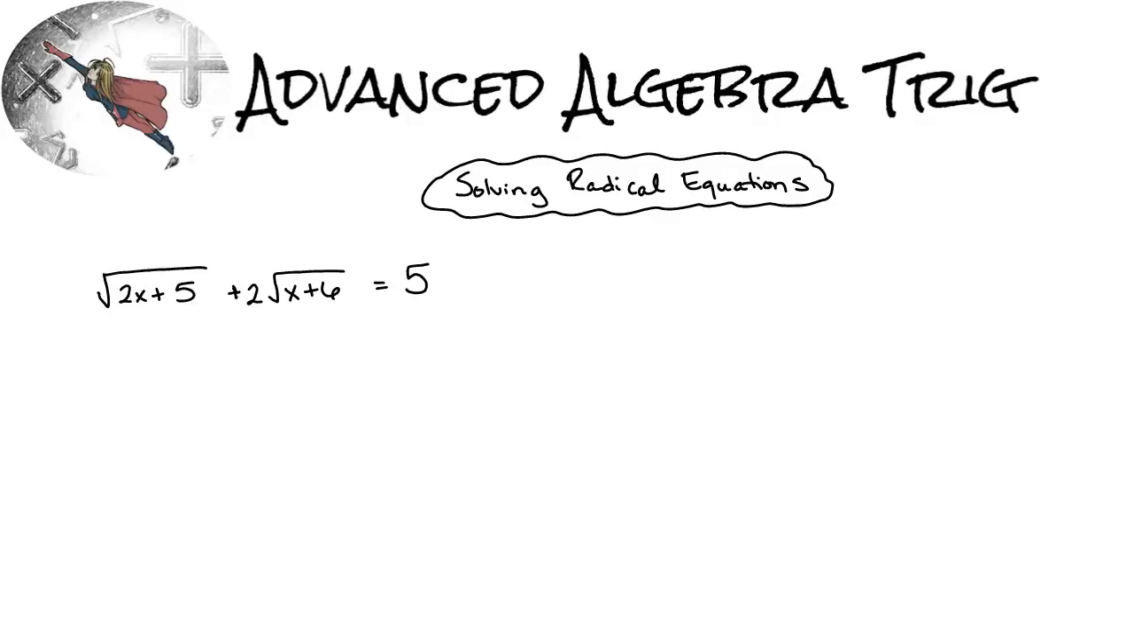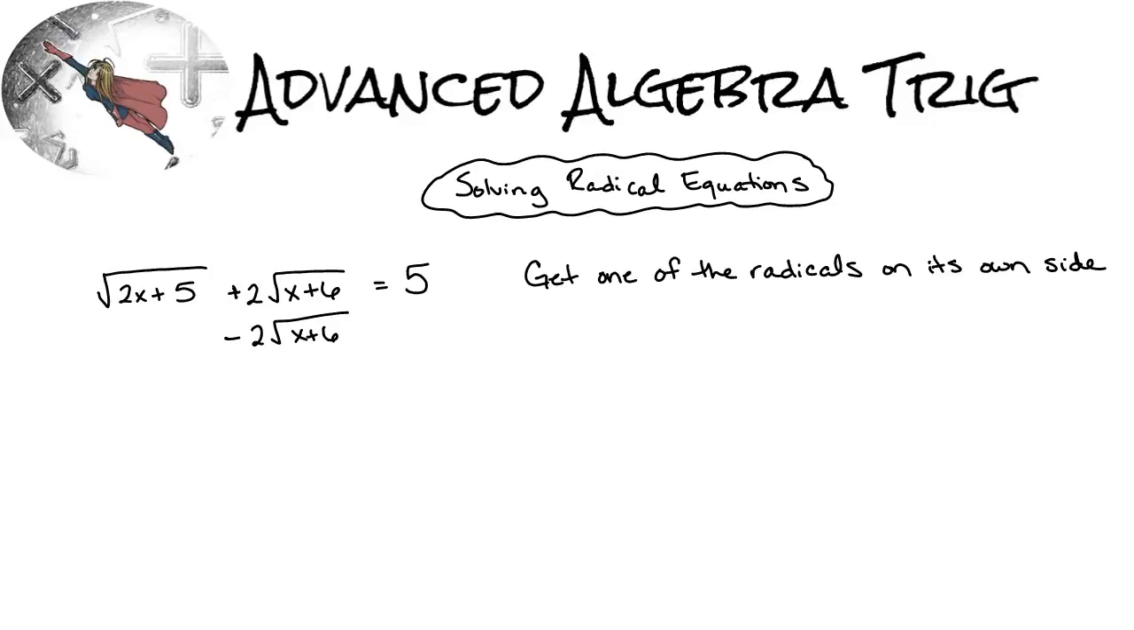Hi guys, so in this video I'm going to solve radical equations and show you how to do that. Now the first step is to get one of the radicals on its own side. So I am going to subtract 2 radical x plus 6 over to the side that has the 5.